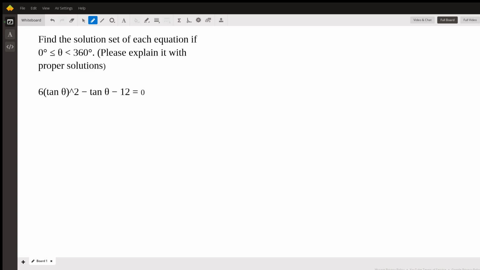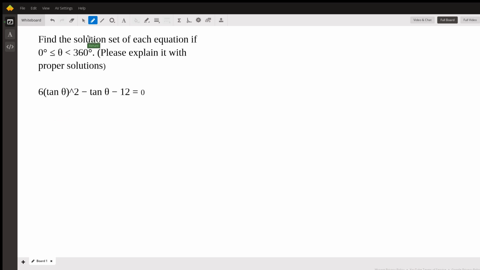This one's a pre-calculus question, and basically they're asking us to solve for an angle theta in this equation here, and they want proper solutions. So I'm not sure what that means, but I'll be as proper as I can.